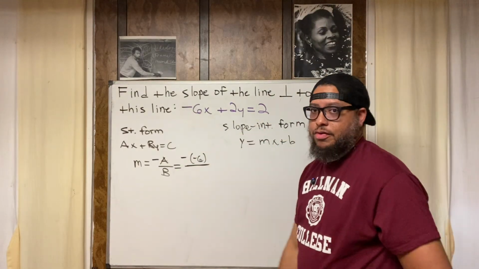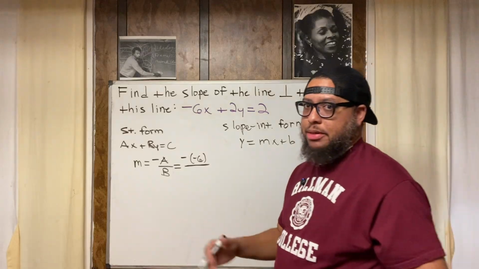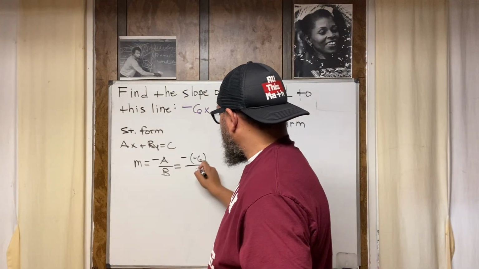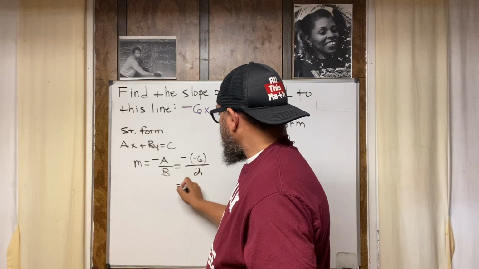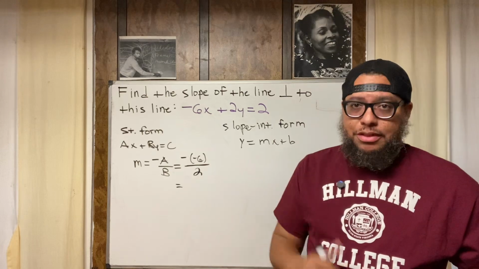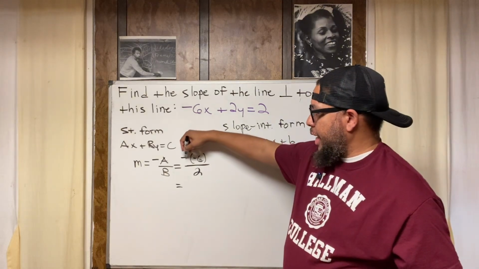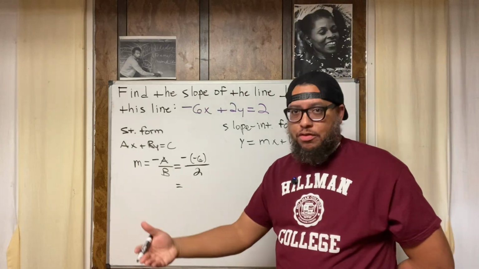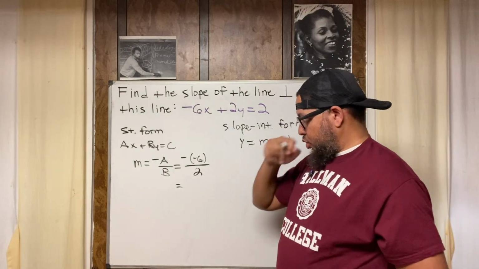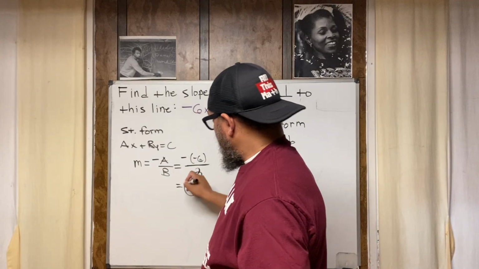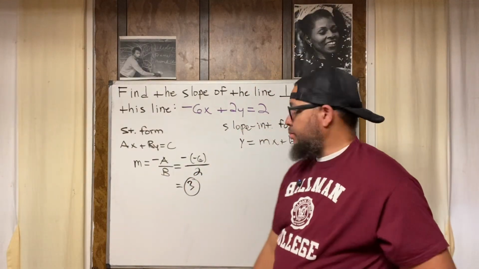It's a double negative. That happens sometimes in algebra. And then for b, we replace that with positive 2, right? So now double negative, negative 6 becomes positive 6, because that's like saying -1 times -6. And whenever you multiply negative times a negative, you get a positive product. So we got positive 6 divided by 2. That's 3. So the slope of this line is 3, right?